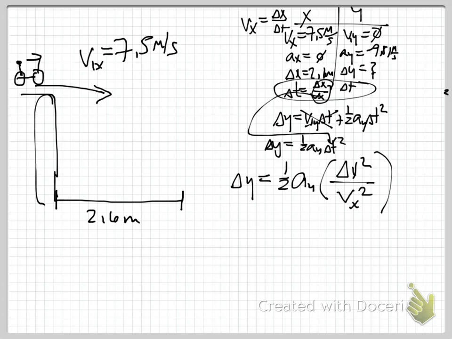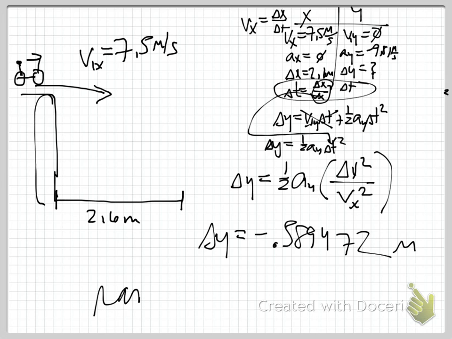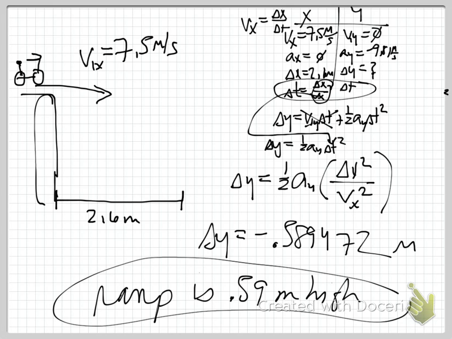So when we plug it all in, we get a delta y raw answer of negative 0.589472 meters. The question was, how high is the ramp? With 2 sig figs, the ramp is 0.59 meters high. Your change in elevation is negative 0.589, whatever, but the ramp itself is 0.59 meters high.